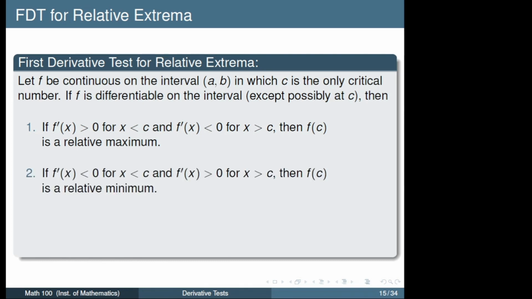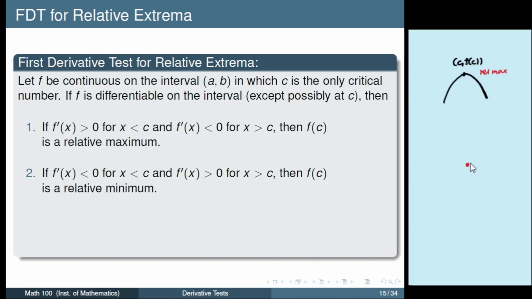Similarly, for the second one, if your derivative is less than 0 for x less than c, and f prime is positive for x greater than c, then f of c is a relative minimum. Okay. And graphically, let's say this is c, f of c. Okay. Sa left niya, we have a negative f prime, therefore decreasing. And then sa right niya, we have a positive f prime, therefore increasing. Hence, indeed, we have a relative minimum at this point.